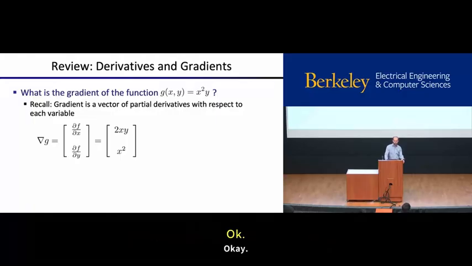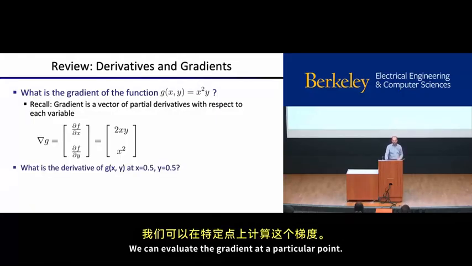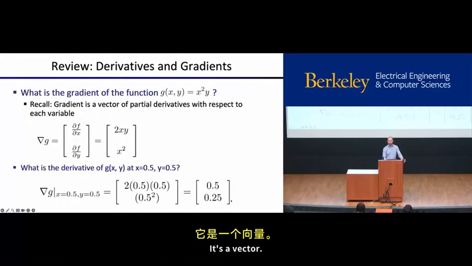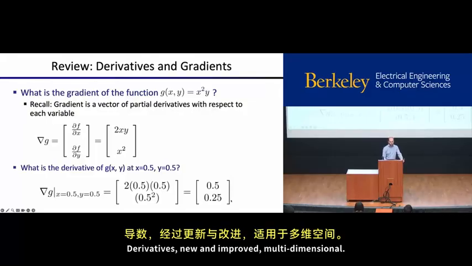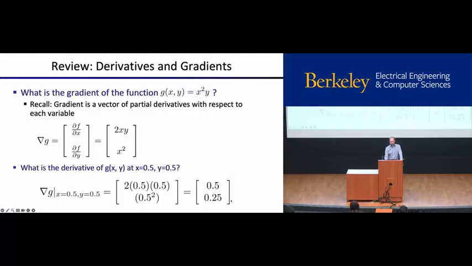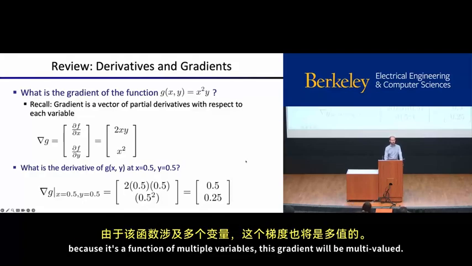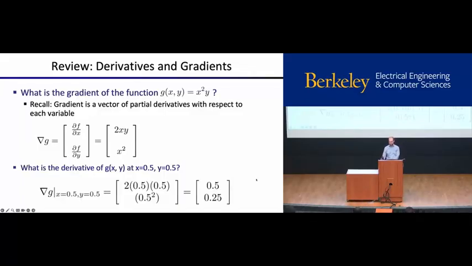Okay. And then we can do the same thing. We can evaluate the gradient at a particular point. And so then we plug in the values like that, and we get, there's our gradient. It's a vector. Derivatives, new and improved, multidimensional. So even though we're just evaluating one function at one point, because it's a function of multiple variables, this gradient will be multi-valued.